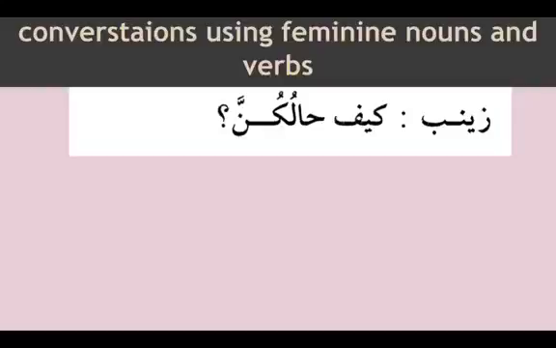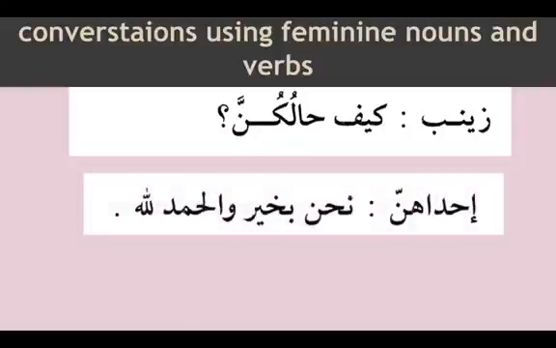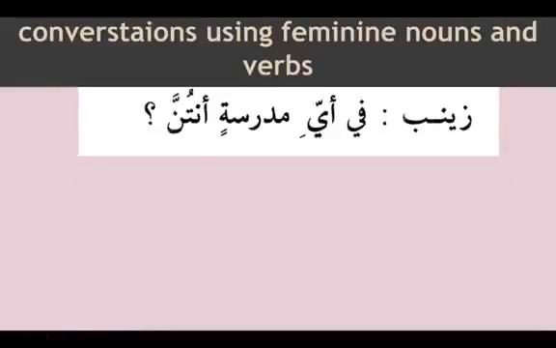Kaifa halukunna. Halukunna means, if it is ka, it is in front of you. Ka, kuma, kum, ki, kuma, kunna. Kunna is for antunna, in front of you, all the women. When you ask kaifa halukunna, how are you? So ihdahunna says nahnu. When it's asked to a group, we say nahnu. We are bikhair walhamdulillah. Say bikhair, always followed with walhamdulillah. So always praise Allah.